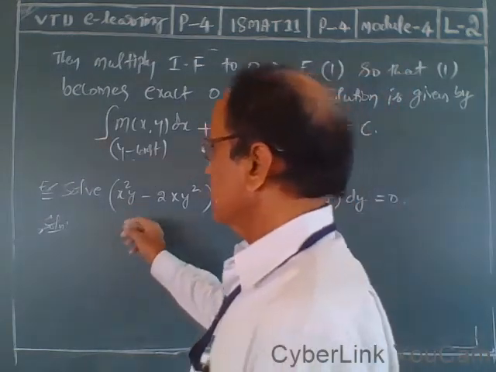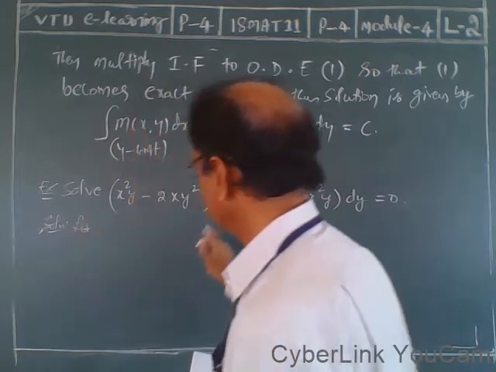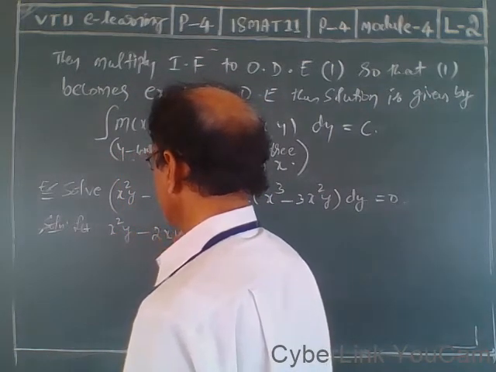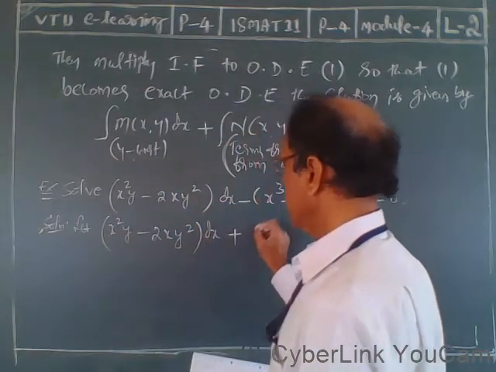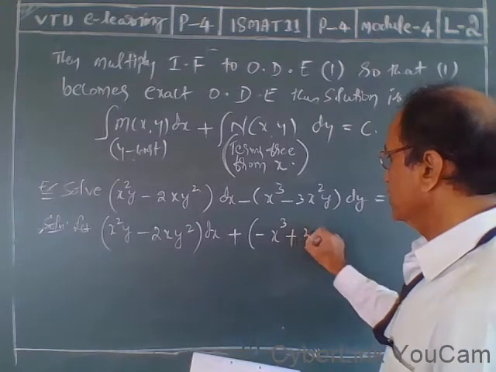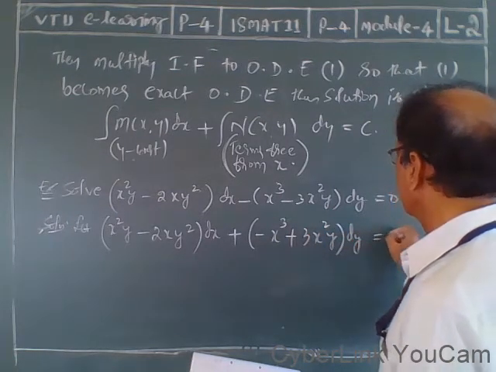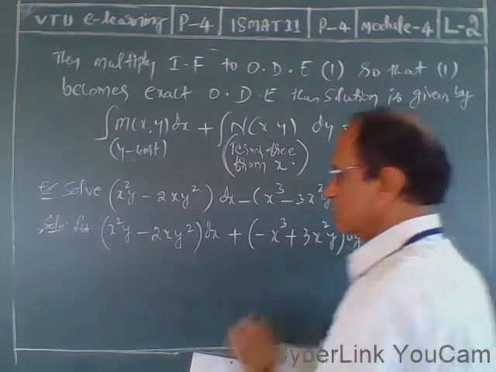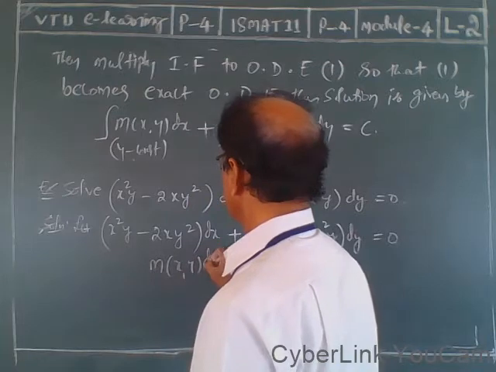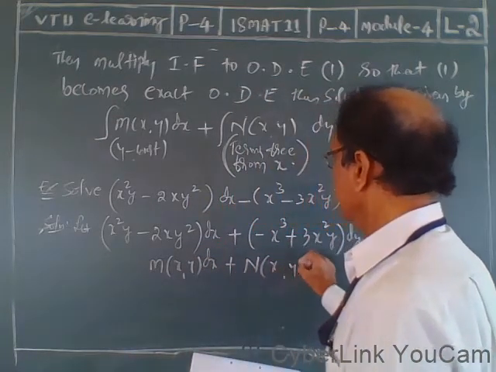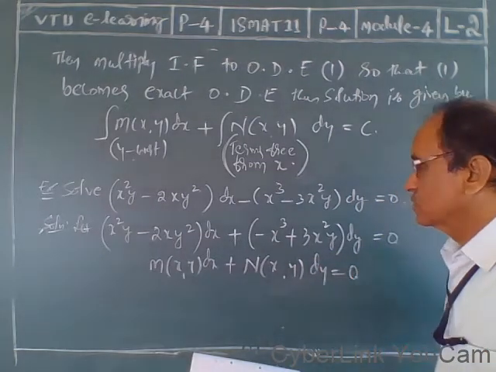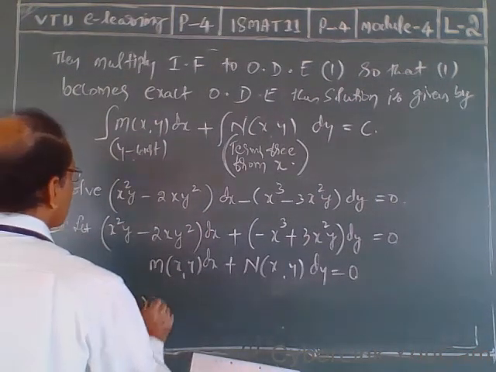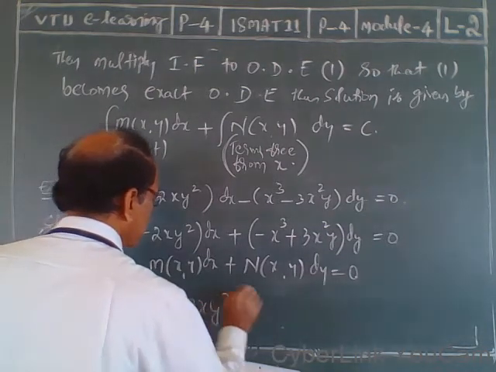Okay. Then this will be rewritten as the differential equation, because of the minus sign, you have to write it as (x square y minus 2xy square) dx plus (minus x cube plus 3x square y) dy equal to 0. So now it is in the form of M dx plus N dy equal to 0. This is nothing but M(x, y) dx plus N(x, y) dy equal to 0. Then M(x, y) equals x square y minus 2xy square.